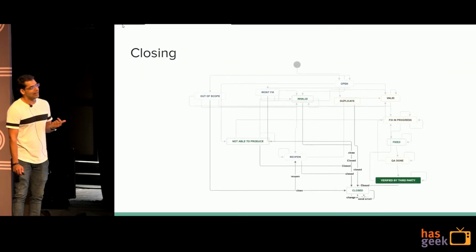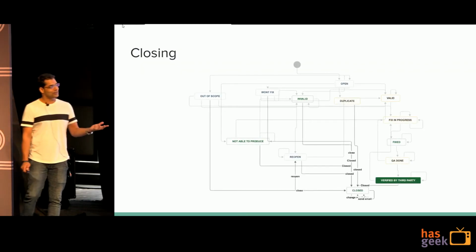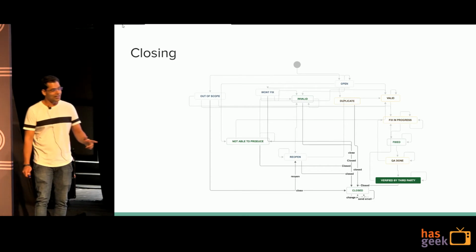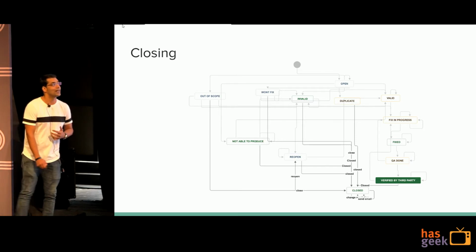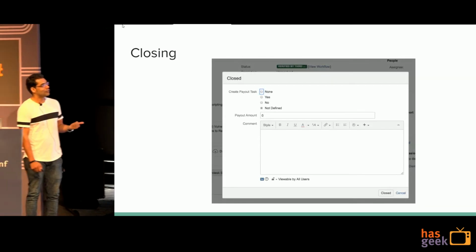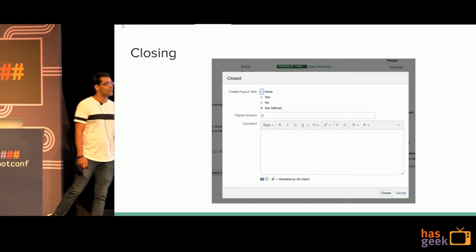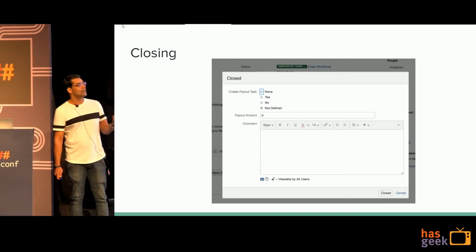That's where he replies yes or no. The close itself can happen from so many places, and there are so many things that need to happen at the close state. It has to create a payout ticket, all of that, right? Sometimes you want to just pay out goodies, so we need to have an option for that. The amount that we have to pay out comes in.